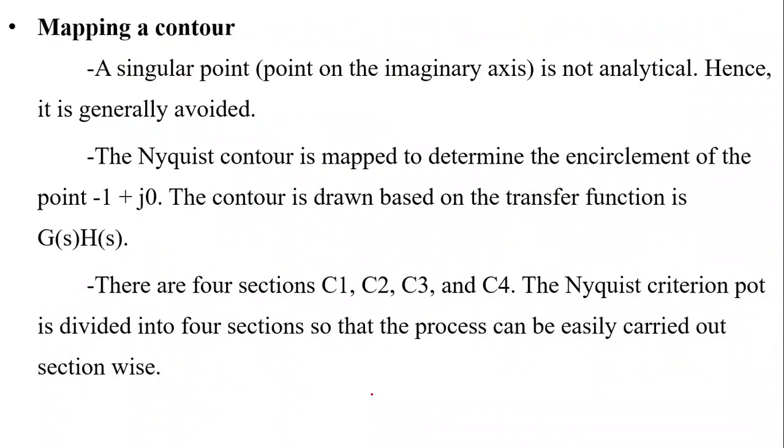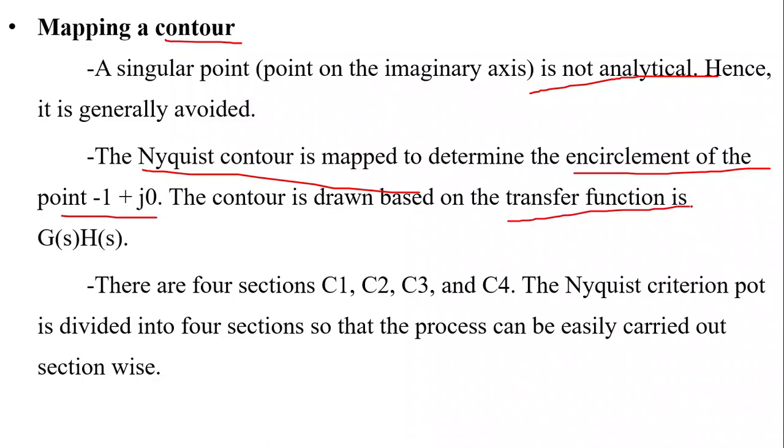After that, we have to map the contour. A singular point, that means a point on the imaginary axis, is not analytic. Hence, it is generally avoided. The Nyquist contour is mapped to determine the encirclement of the point minus 1 plus j0. Generally, the contour is drawn based on the transfer function G(s)H(s).